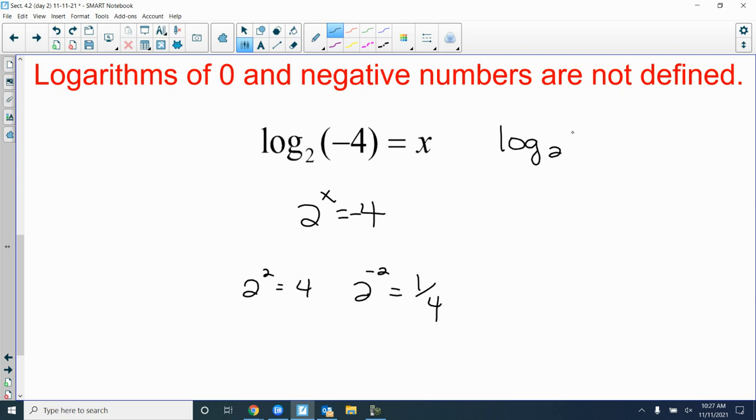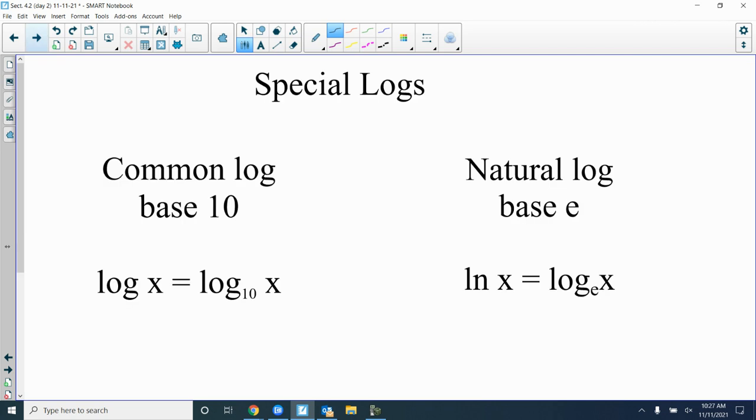You also can't take the log of 0. Log base 2 of 0 equals x. You're going to say 2 to the x equals 0. So you've got to come up with an exponent where it's going to equal 0. Well, you can plug in 0, but what's 2 to the 0? 1. It's never going to equal 0. So you can only take the log of a positive number. Your exponent can be negative, but not what you're taking the log of, and your base has to be positive. All right, flip that over.